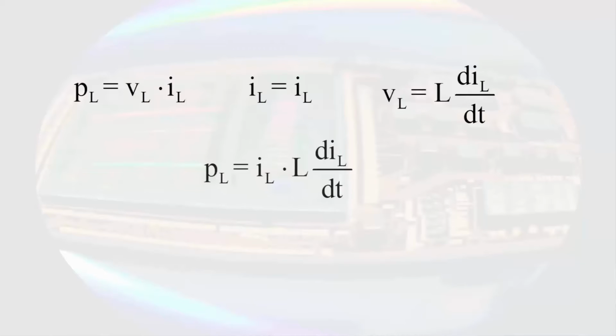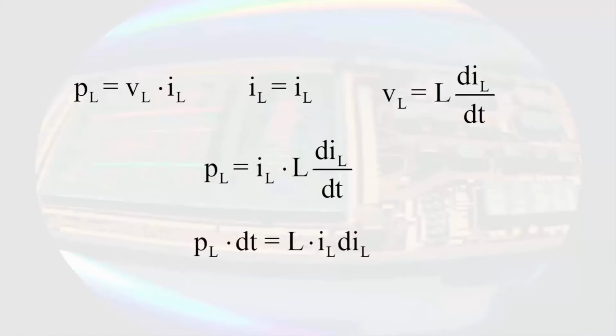Now, since we know the current voltage relationship for the inductor and we know the equation for power, we should be able to derive an equation for the energy stored in an inductor. Starting with power equals voltage times current, using the inductor voltage being equal to the inductance times the derivative of the current, we can write the power equation for an inductor like this.